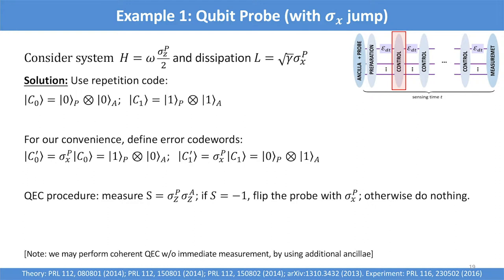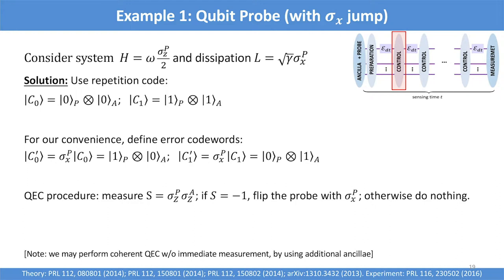As we know, we have two-level systems, so we have altogether a four-dimensional subspace. And the other two correspond to what we call the error code words, which are spanned by the 10 and the 01, which correspond to a bit flip of your probe. So now you have this two-dimensional subspace.